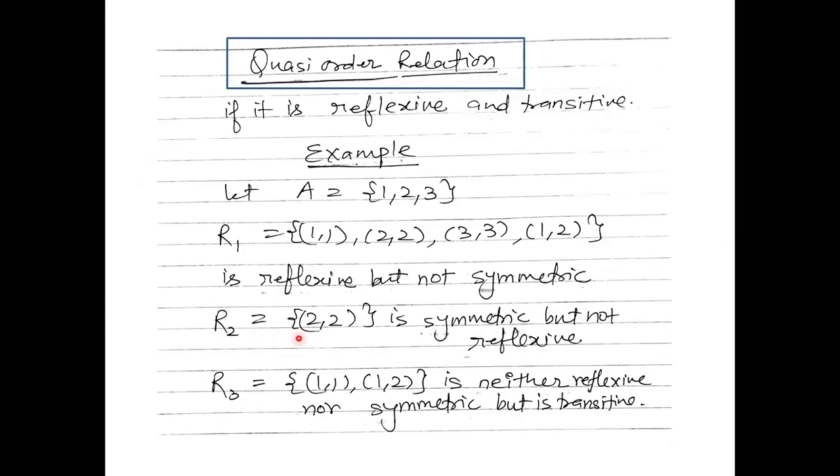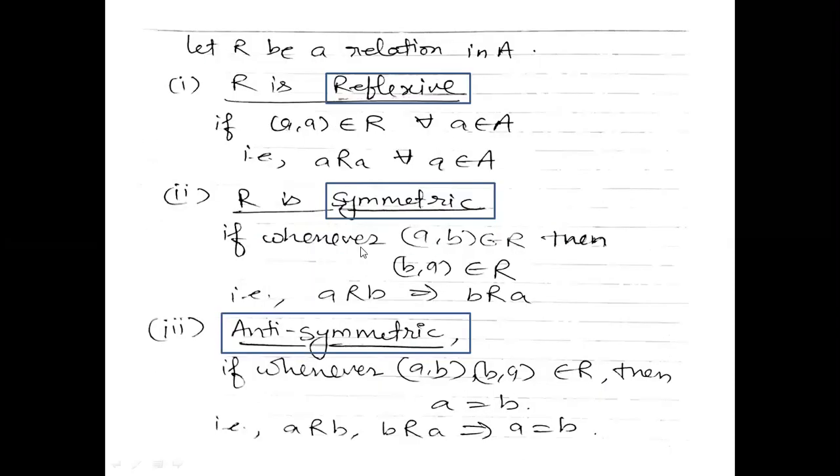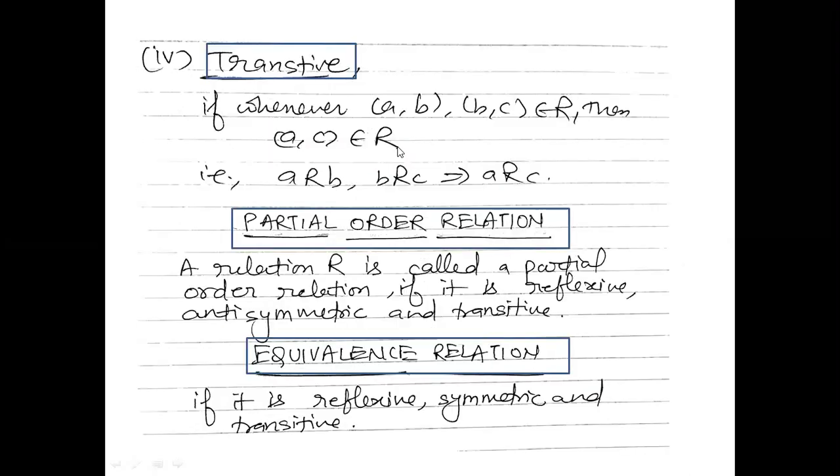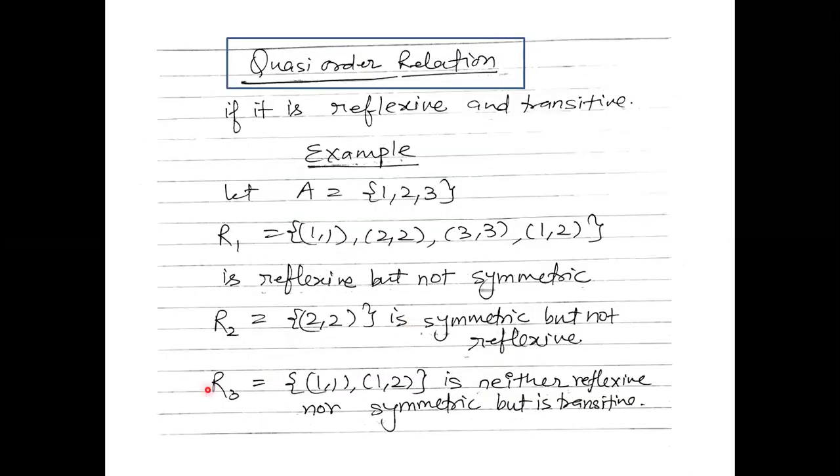Next is R2. R2 has this element, the ordered pair (2,2). So it is symmetric, since 2 is related to 2 here. It is symmetric, but it is not reflexive. Because when do we say that our relation is reflexive? When a is related to a, for every a belongs to A. But here only for 2 it is given, but for 1 and 3 it is not given. So it is not reflexive. It is symmetric only.